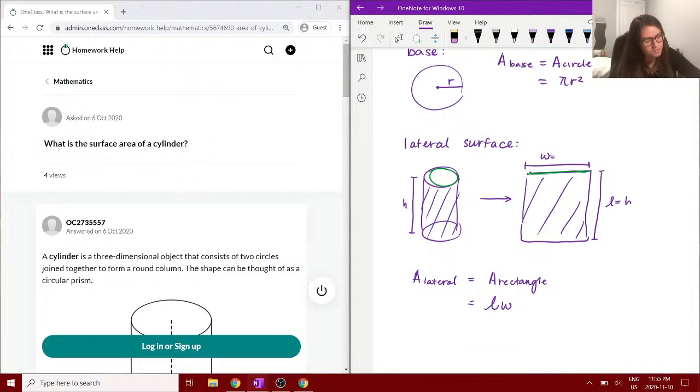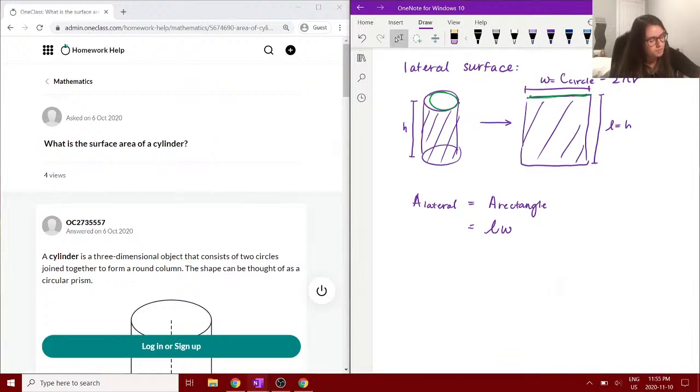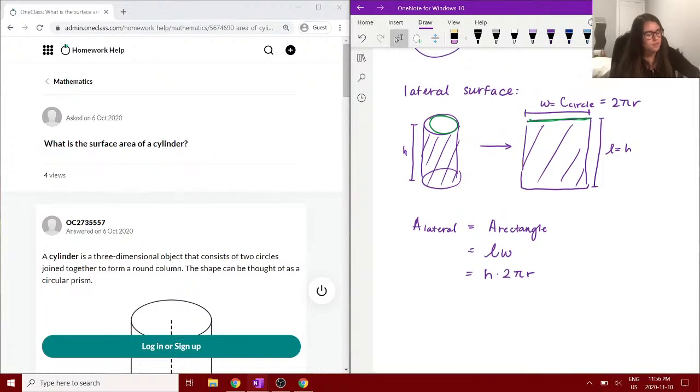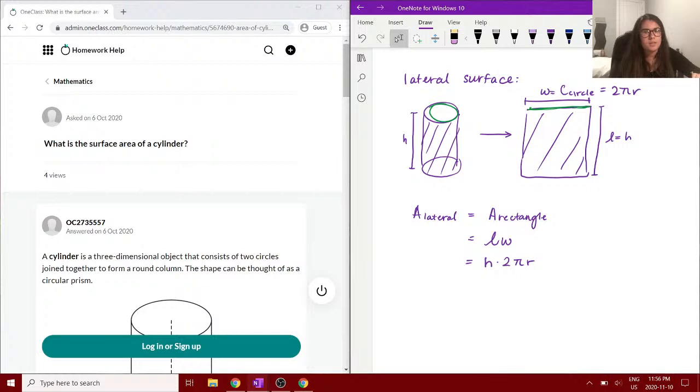So the circumference of a circle, I'll say C for circumference of circle, is equal to 2 pi r, right? So if we have length and width, we know length is the height and width is 2 pi r, as we determined up here. Okay, and that gives us the area of the lateral surface.